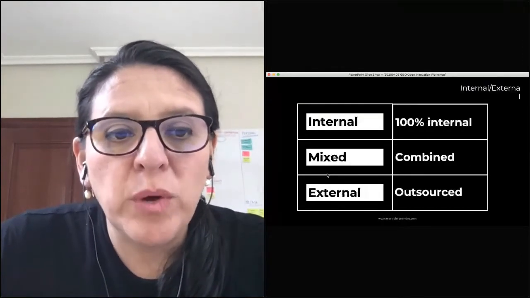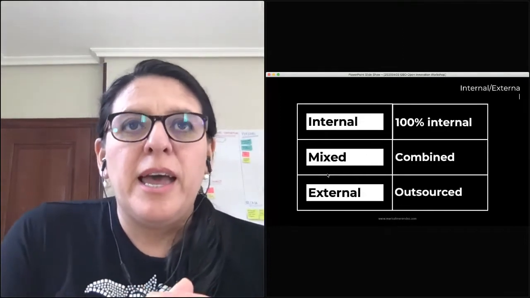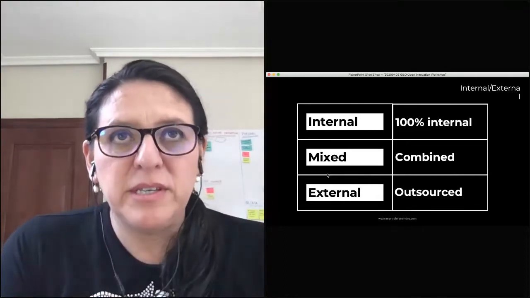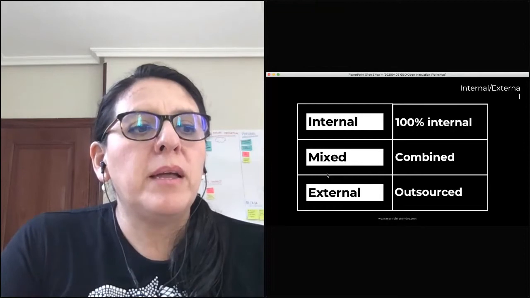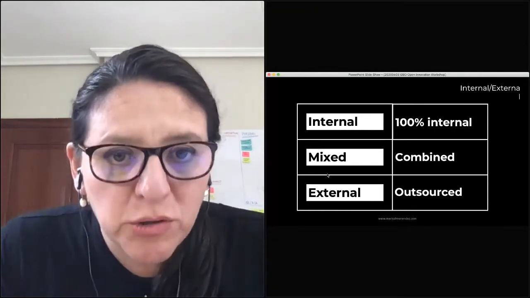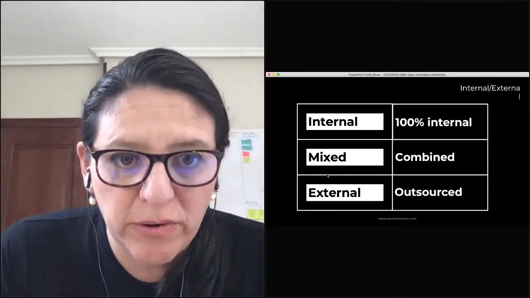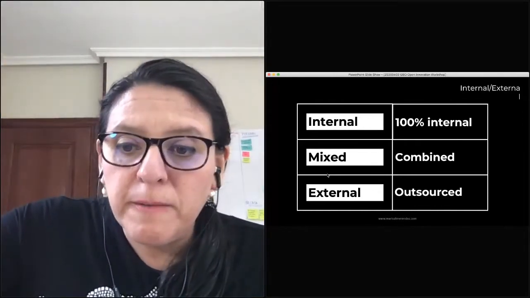Then we go to the next variable, which is internal, external. They might seem the same, but there are slight differences. So in this case, do you want to use your internal teams to develop this and you want this to remain within the boundaries of your organization? Or are you willing to collaborate?